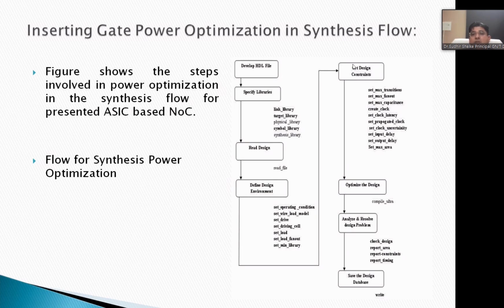As I told you, there are a number of power constraints and design constraints, so the design constraints also have to be set. All of these are the environment. Then set maximum fan out, set maximum capacitance, and create the clocks. Creating the clocks means deciding to which block the clock has to be given and to which block it is not given, which block has to be turned on and which turned off, which is in use and which is not.